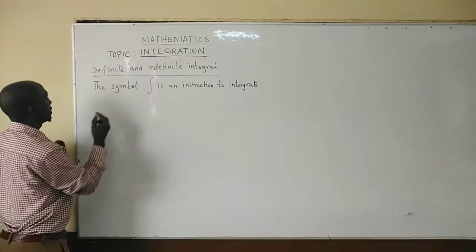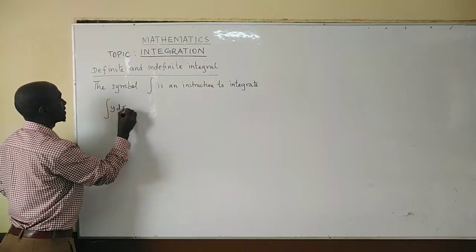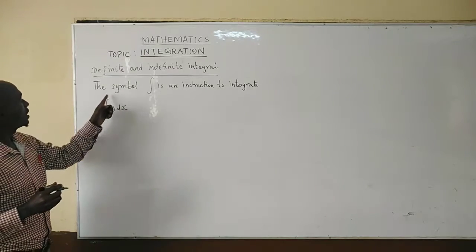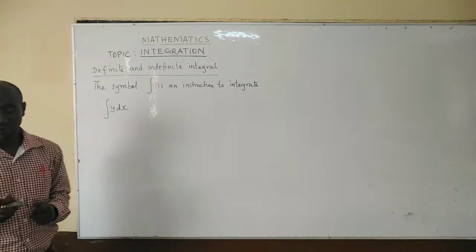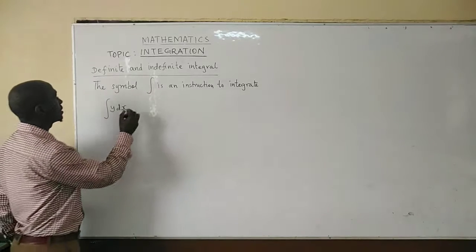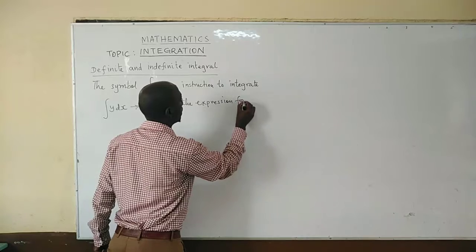For example, if you write this symbol and then y dx, what does that mean? It means you integrate y, or the expression for y, with respect to x. So that means integrate the expression for y with respect to x. Dx means with respect to x.